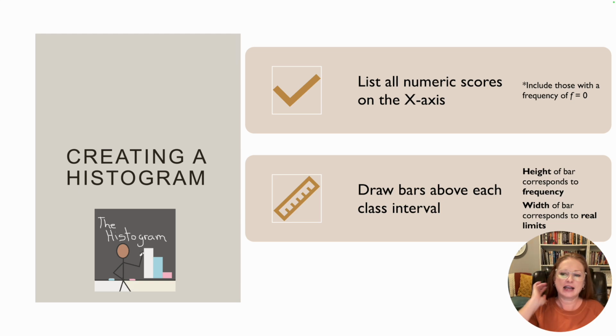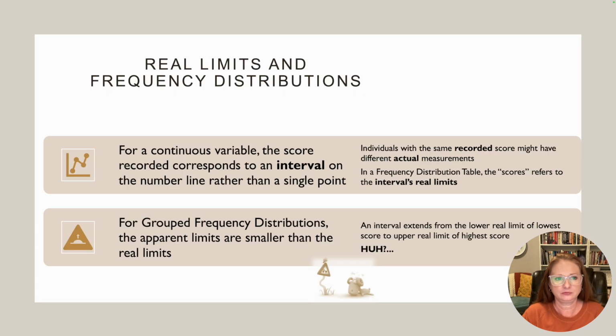Please remember that the height of the bar should correspond to the frequency, so you count how often it happens. And the width of the bar should correspond to the real limits. Again, think upper and lower real limits. For a continuous variable, the score recorded corresponds to an interval on the number line rather than a single point. For a grouped frequency, the apparent limits are demonstrated.